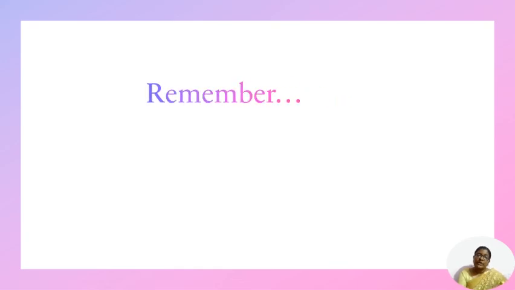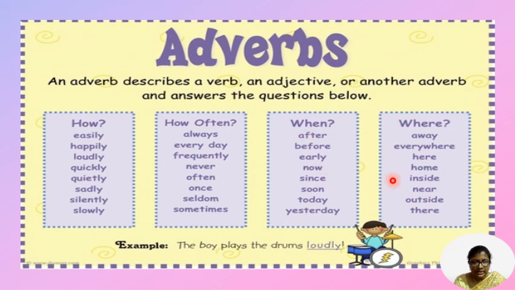Next, we are going to revise the topic we have learned today. Okay, so we are going to remember and revise. Adverbs. So what is meant by adverb? An adverb describes a verb, an adjective or another adverb. And what are the types? Yes, how, how often, when and where. So these are the words we saw, right?